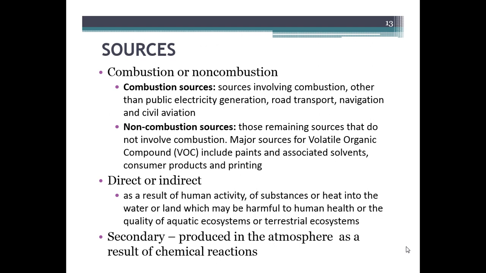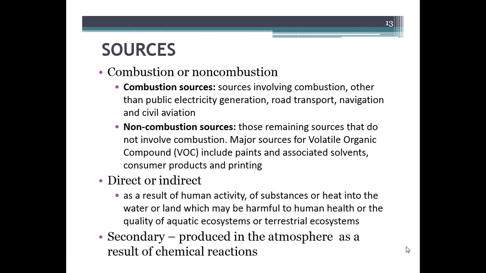Then we have direct and indirect sources. So as a result of human activity, substances or heat are introduced into land or water, which can be harmful to human health or the quality of the ecosystems, both aquatic and terrestrial. All right, so it can be direct or indirect, because remember, sometimes, for example, if you look at the formation of acid rain, it has to go through different stages before it becomes acid rain. So that might be an example of an indirect source of pollution.